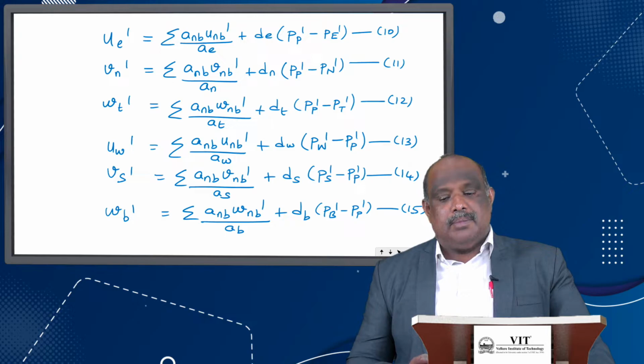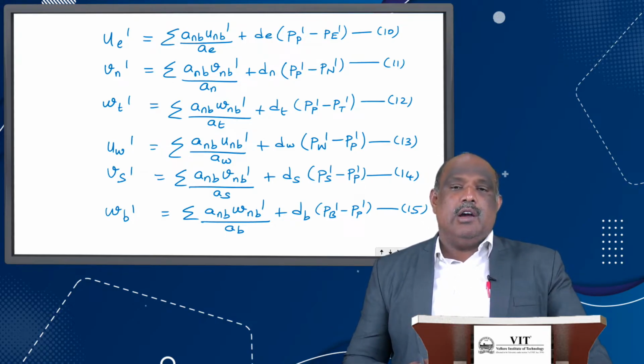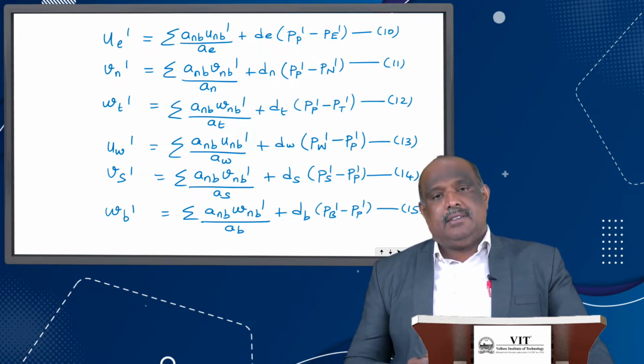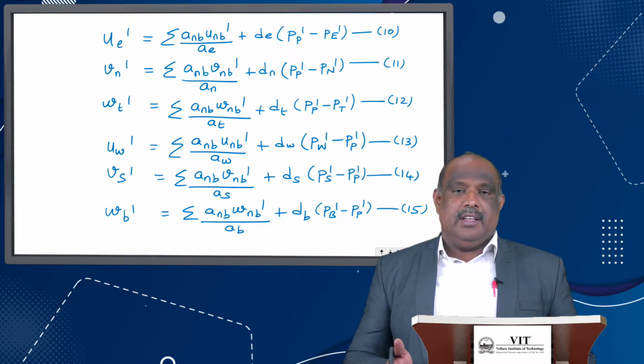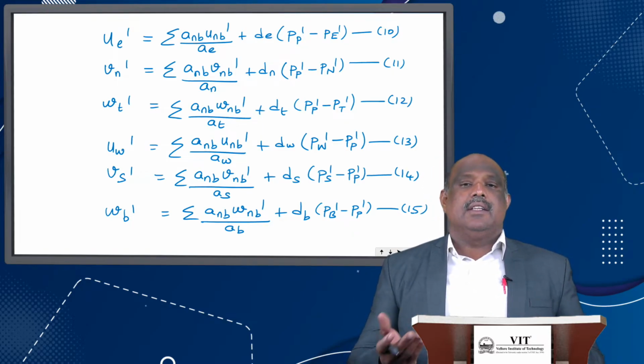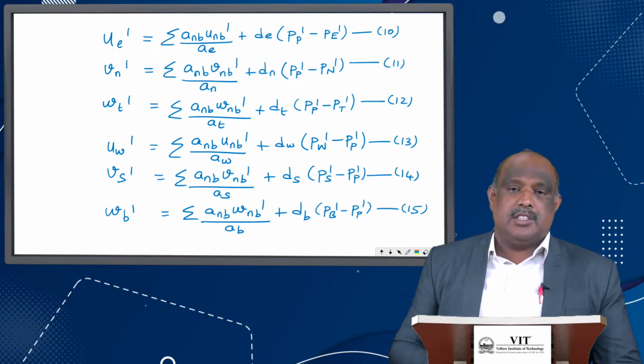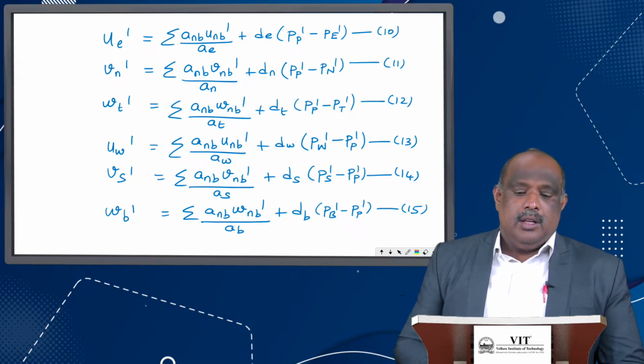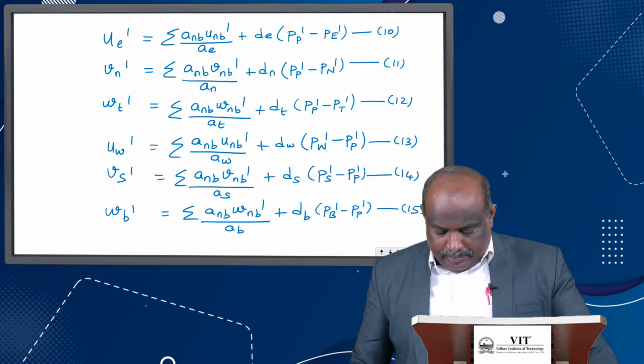Why is it still not possible? Because we still do not know the values of pp dash and pe dash. So only the form is changed. Initially we guessed and we subtracted, but the values of pp dash and pe dash are still unknown. So let us move further.